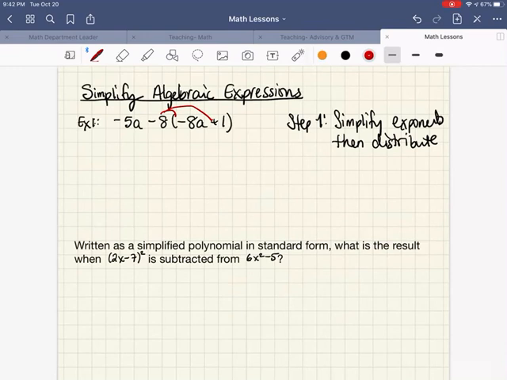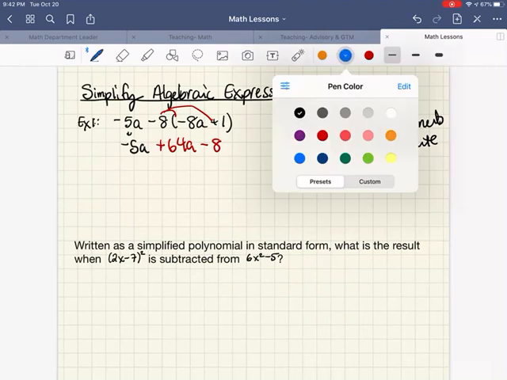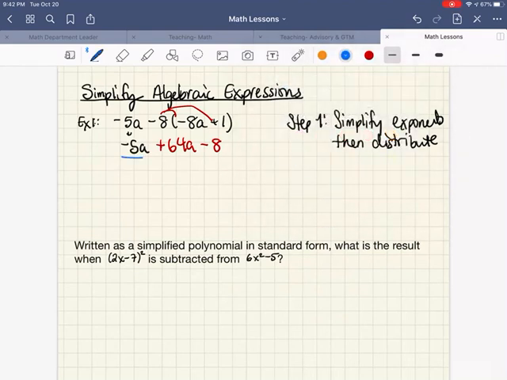So we multiply negative 8 times negative 8a, positive 64a, negative 8 times positive 1, negative 8, and bring down anything you haven't used yet. Now, let's combine like terms, and you end up with 59a minus 8. Okay, so step 2, combine like terms to simplify.